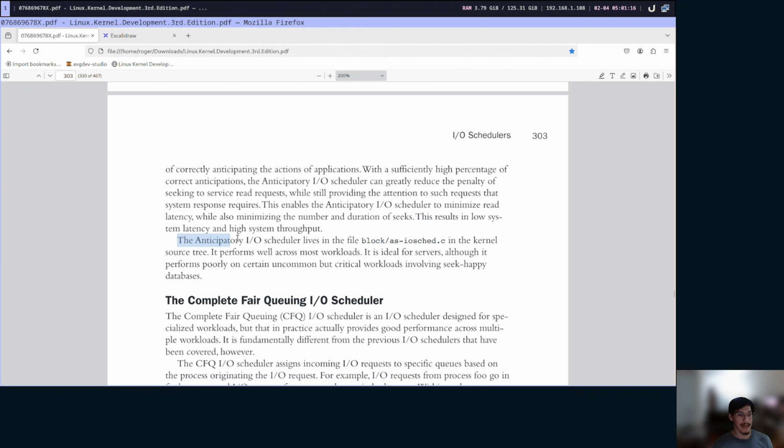The anticipatory I/O scheduler lives in the file block/as-iosched.c in the kernel source tree. It performs well in most workloads. It is ideal for servers, although it performs poorly on certain uncommon but critical workloads involving seek-happy databases.